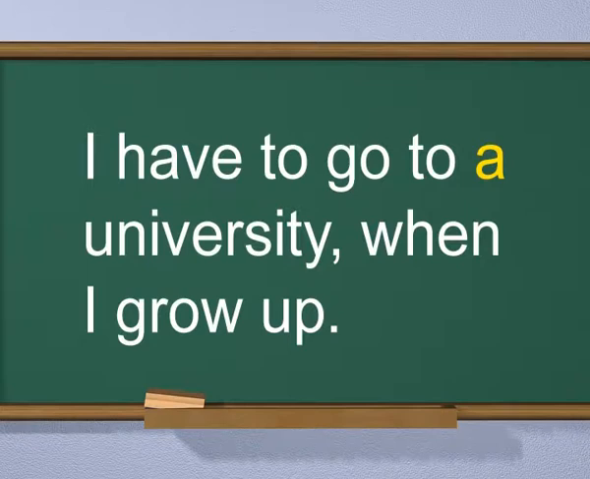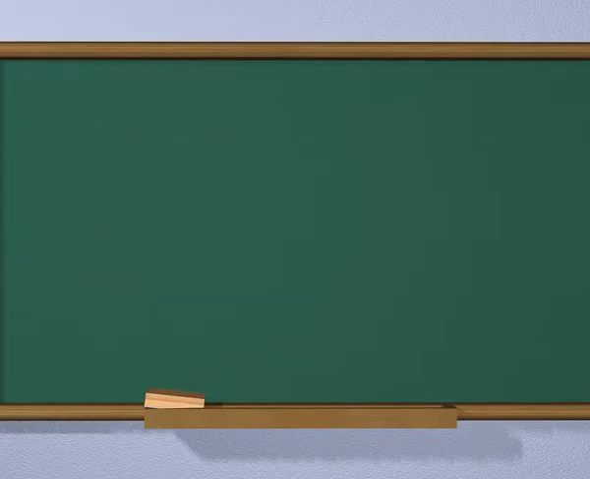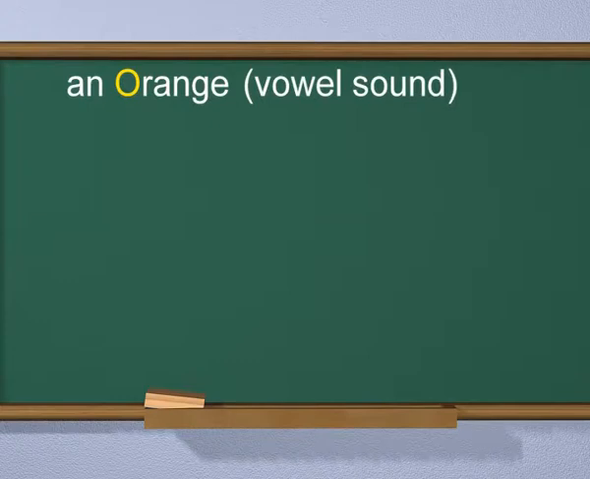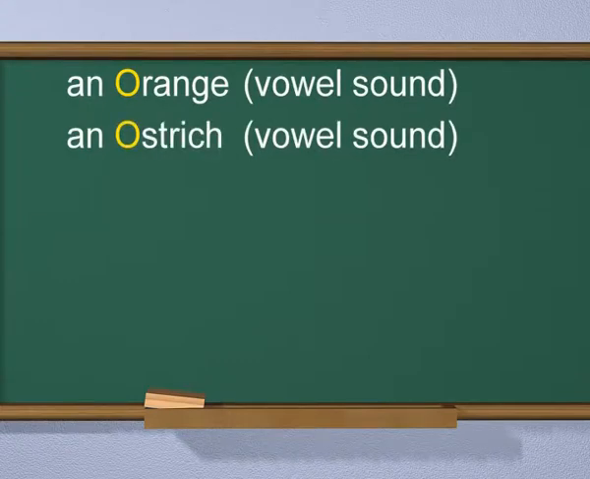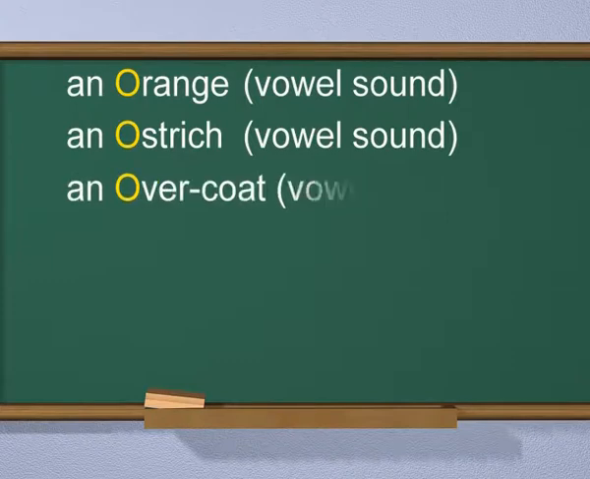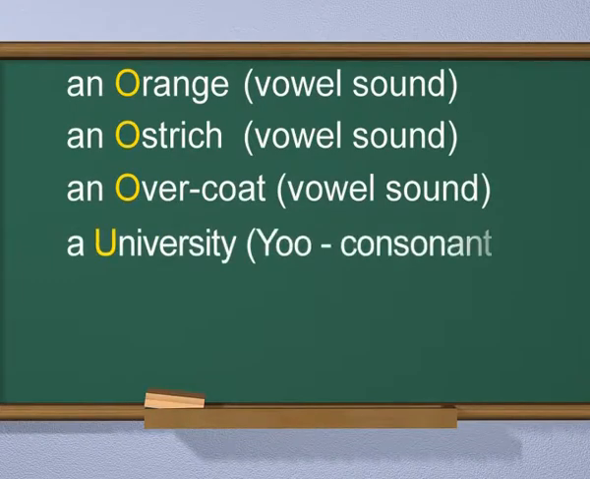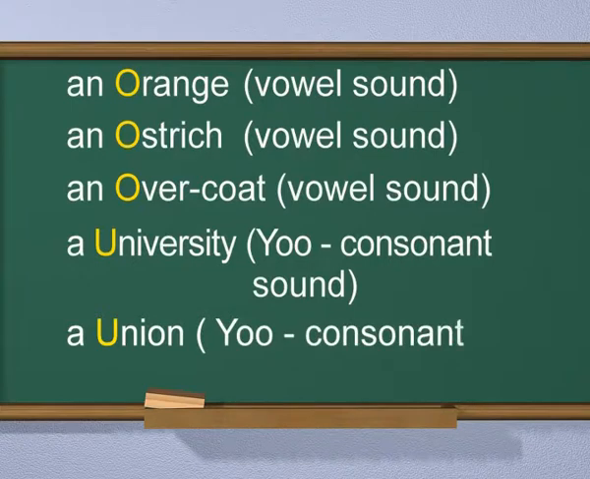Let's compare. An orange, vowel sound. An ostrich, vowel sound. An overcoat, vowel sound. A university, YOU, consonant sound. A union, YOU, consonant sound.